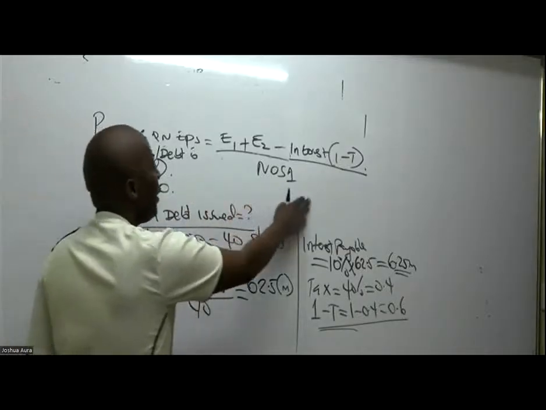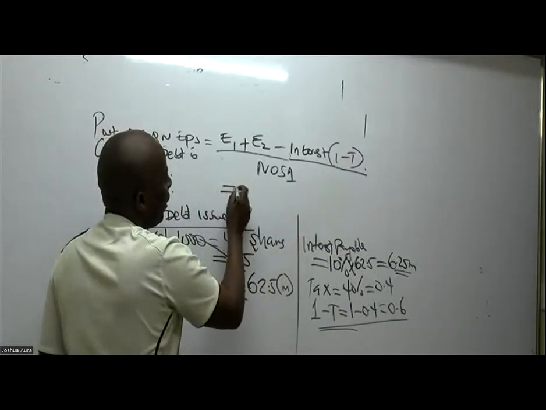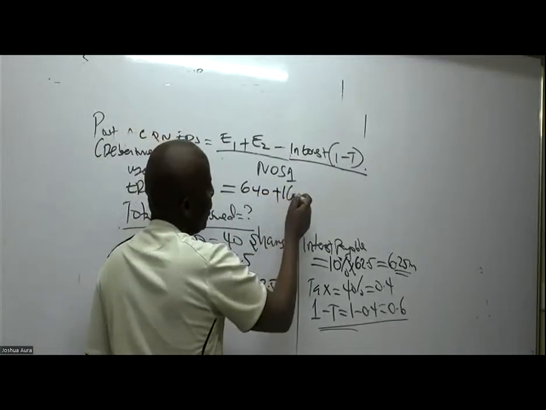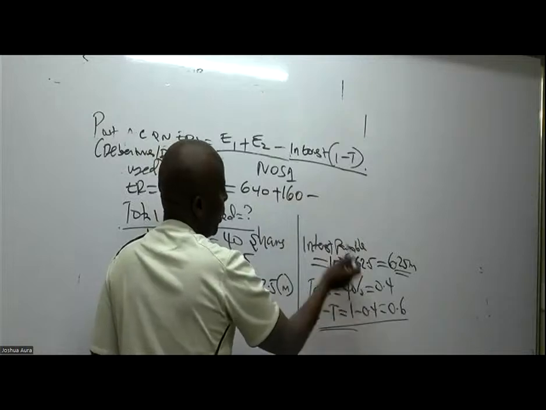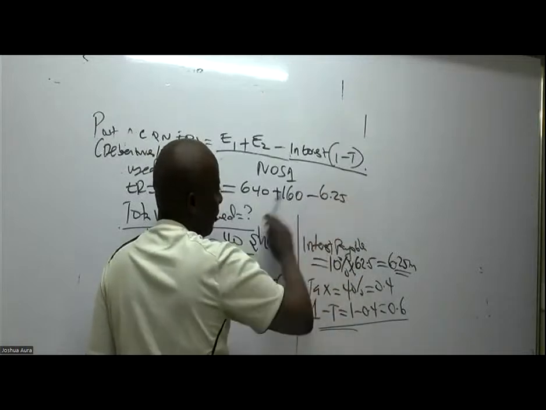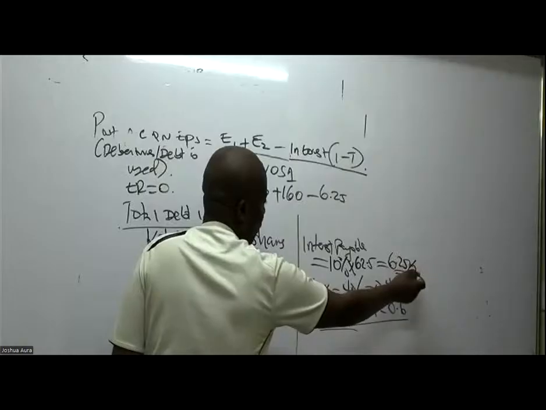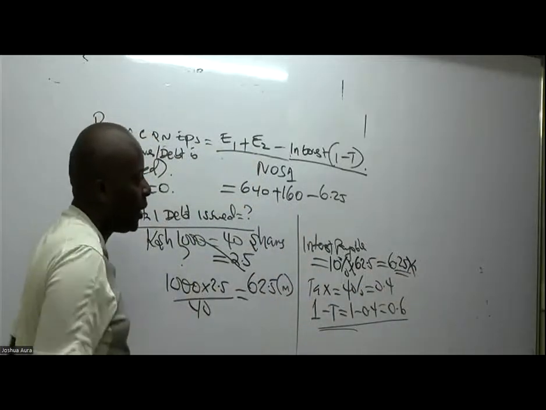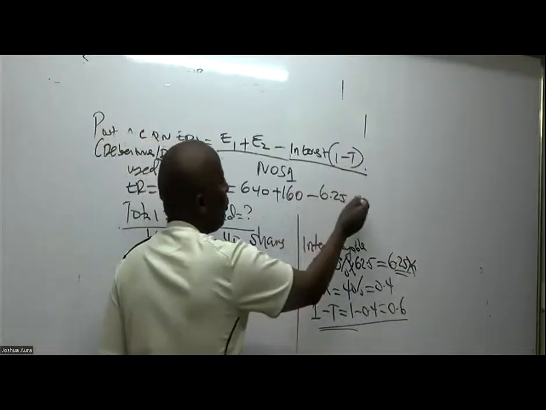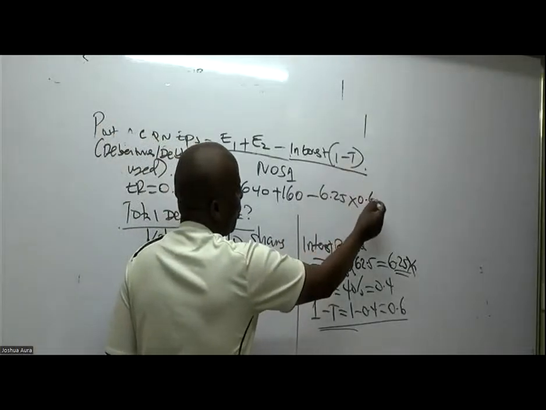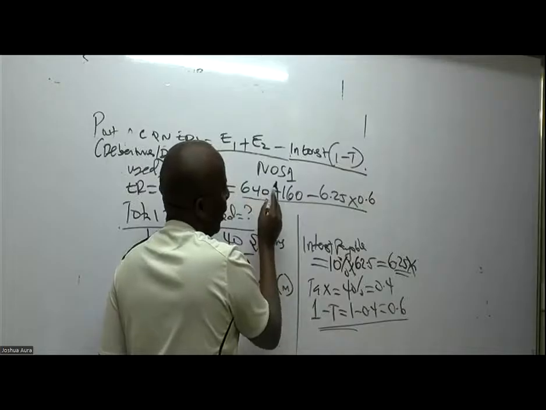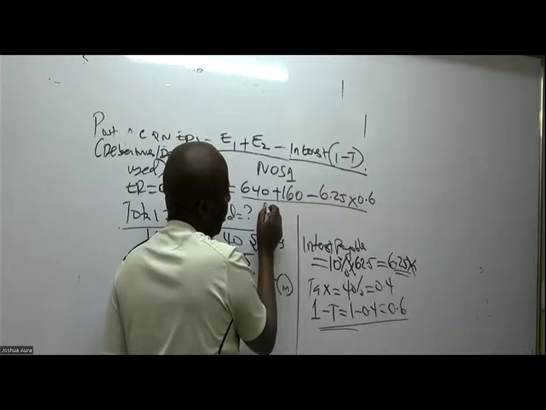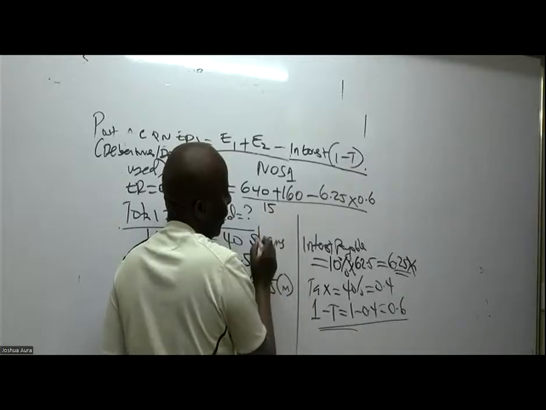Now come and plug in the figures here. We have earnings of company one, 640, plus earnings of company two, 160, minus the interest. You have given me a figure of 6.25. Please forget the millions, lest they confuse you. All our figures are in millions. Before dividing, I have the 1 minus tax, which gives me 0.6. Number of ordinary shares of company one, you had given me a figure of 15.